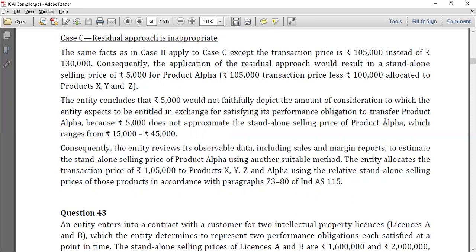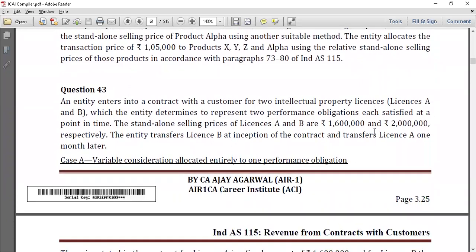Here the entity concludes that the 5,000 will not faithfully depict the amount of consideration to which the entity expects to be entitled in exchange for satisfying its performance obligation to transfer product alpha, because this 5,000 does not approximate the standalone selling price of product alpha, which ranges between 15,000 and 45,000. Consequently, the entity reviews its observable data, including sales and margin reports, and to estimate the standalone selling price of product alpha, you have to use another suitable method as per your entity's terms. Then the entity allocates the transaction price of 1 lakh 5,000 using the same relative standalone basis, but it has to review its observable data and estimate the standalone selling price that should be allocated to alpha.